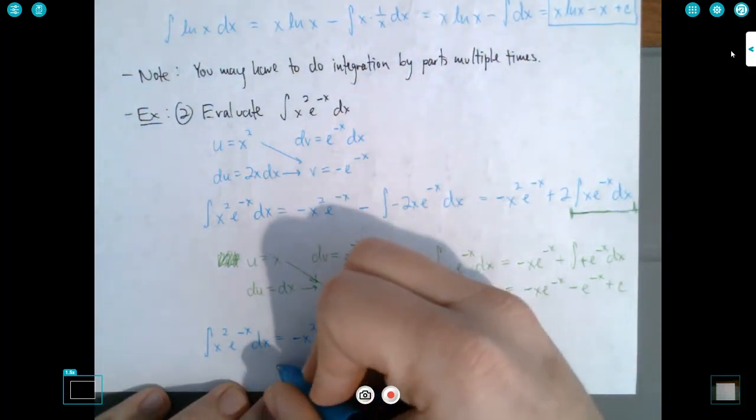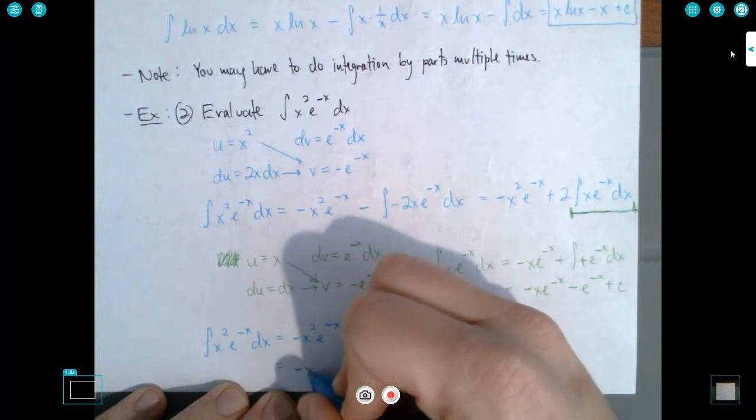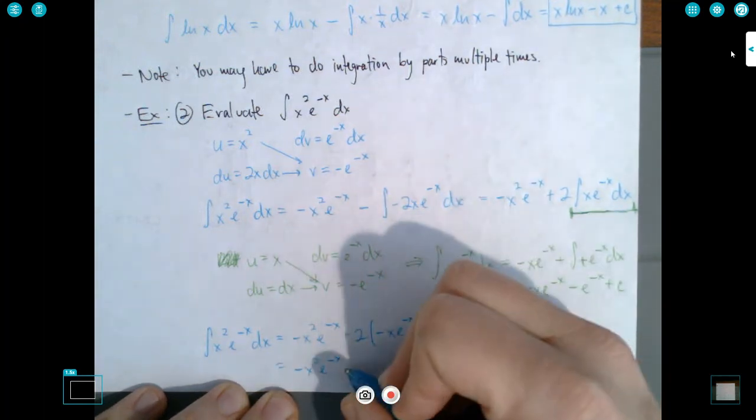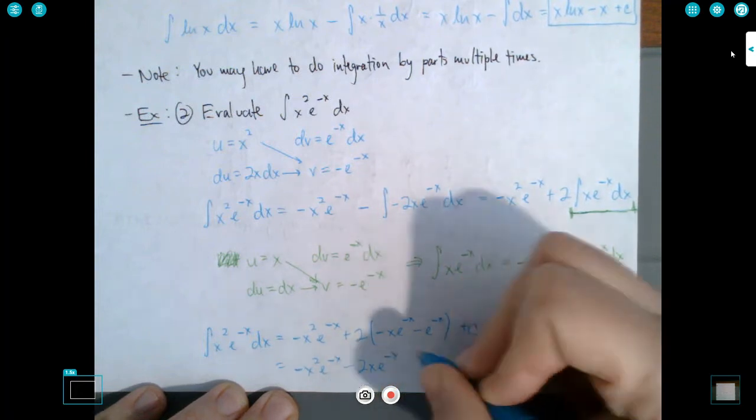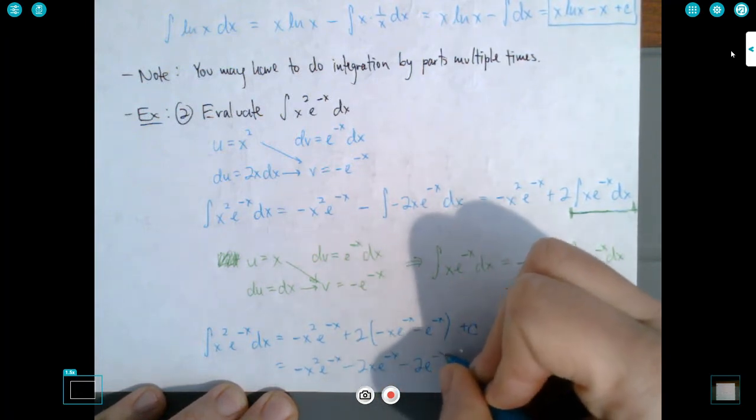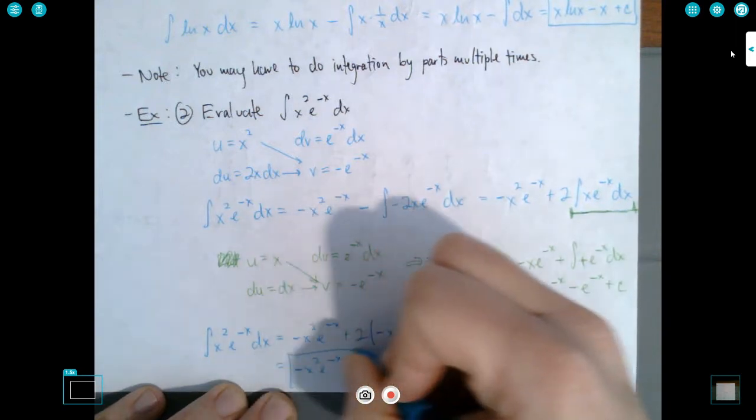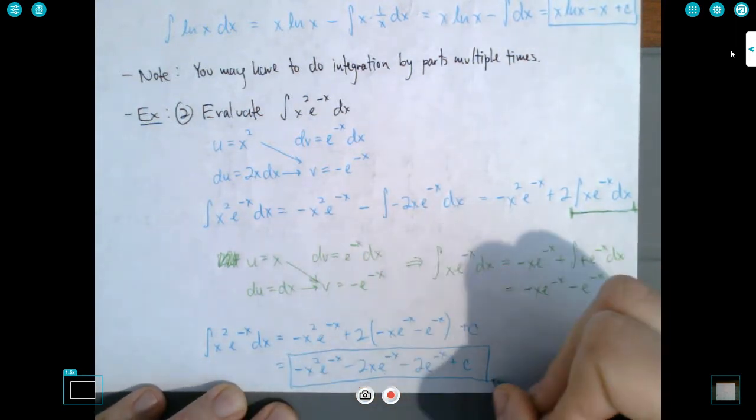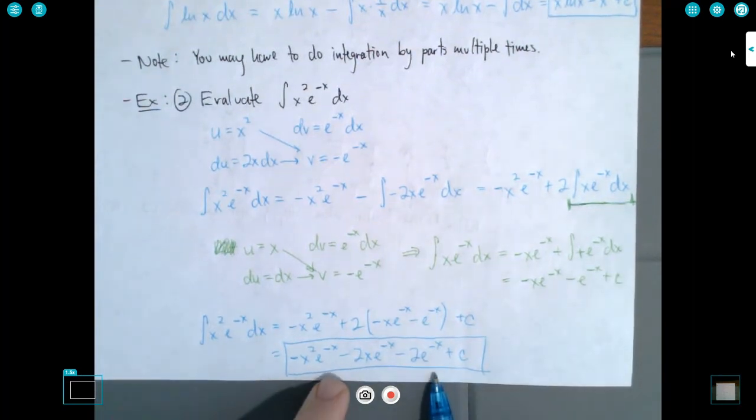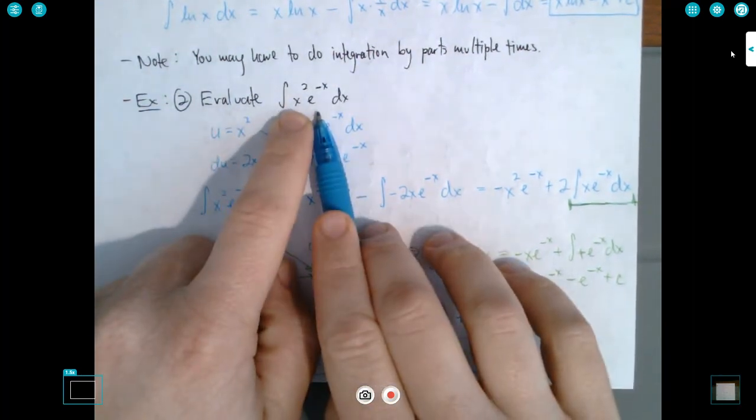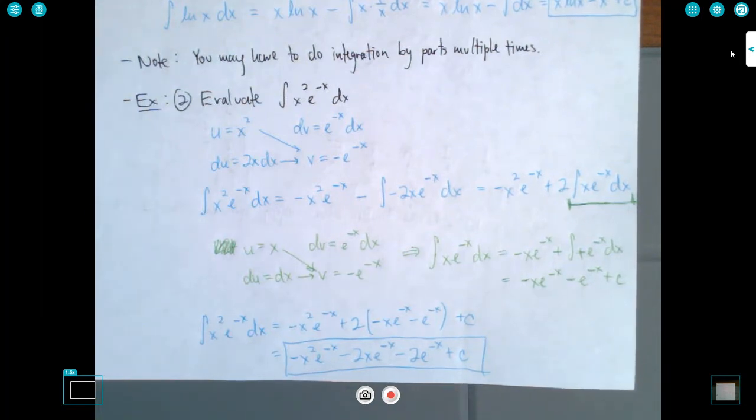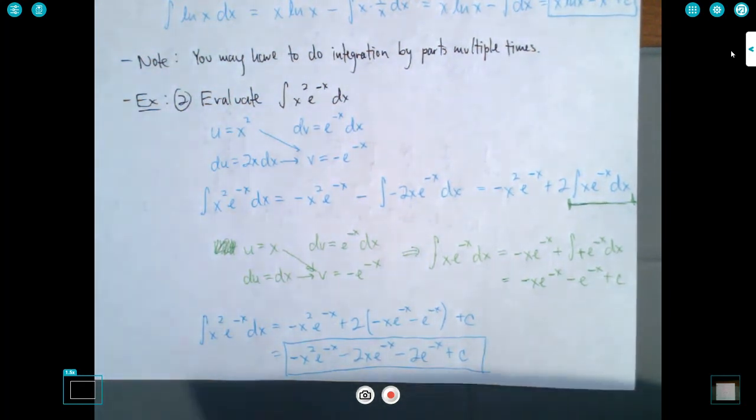Okay, so I can distribute the 2, but we're done now, right? This is negative x squared e to the negative x minus 2x e to the negative x minus 2e to the negative x plus c. And there's our integral. Now again, you can differentiate this to see if you end up back where you started. You should, which is pretty incredible, right? So it's again a very nice technique. I love integration by parts.